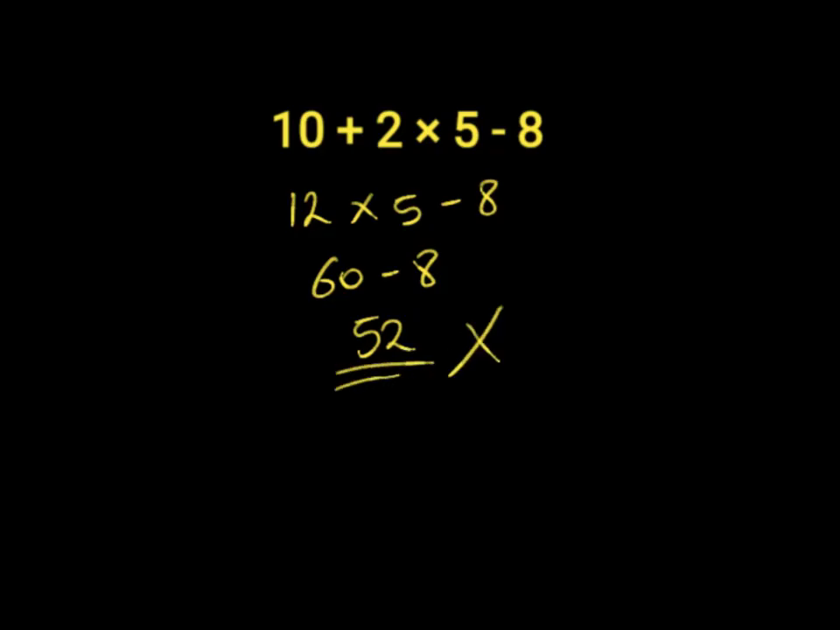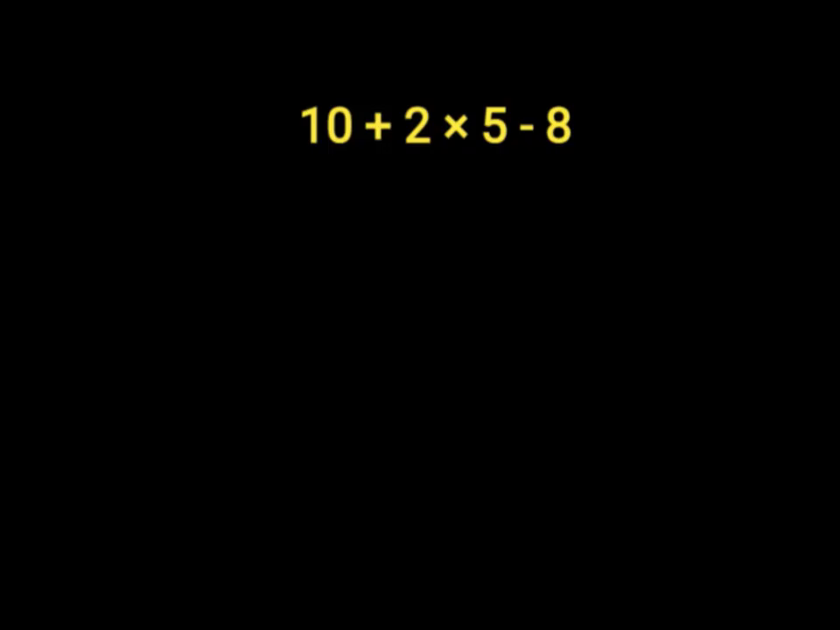52 is the wrong answer to this question because we did not work with the order of operations, which is PEMDAS. In PEMDAS, we have parentheses, exponents, multiplication, division, addition, and subtraction. Multiplication and division have equal priority, as do addition and subtraction, working from your left to right. Let us solve for the right answer to this question.